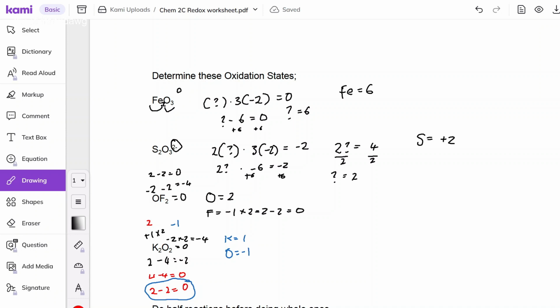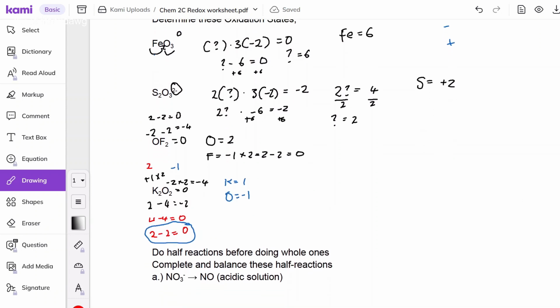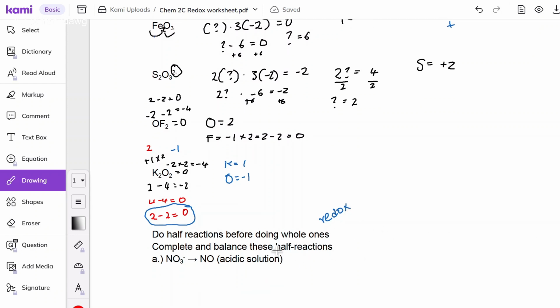Okay, now we figured out how to know which element in the compound is being reduced and which is being oxidized. Remember, reduced is when the charge is negative, it went down. Oxidized is the charge went up from the previous charge. We can use that knowledge to do the main point, the redox reactions. And for these, instead of doing full redox reactions, we're going to start off doing half reactions.